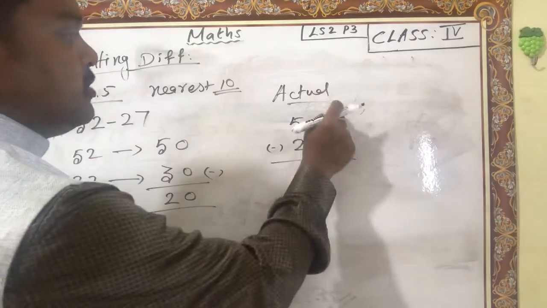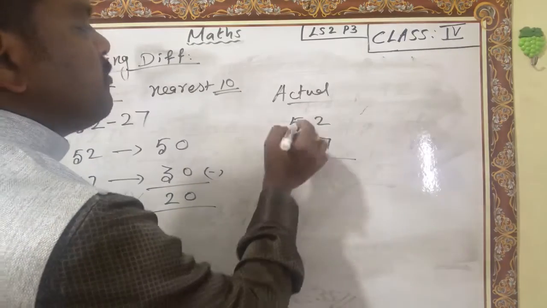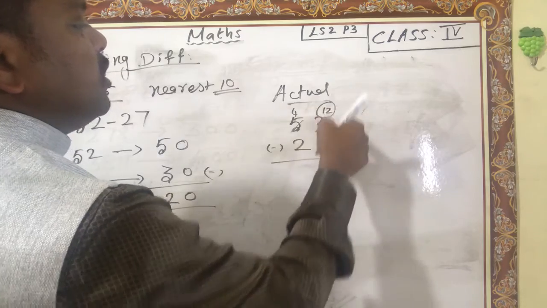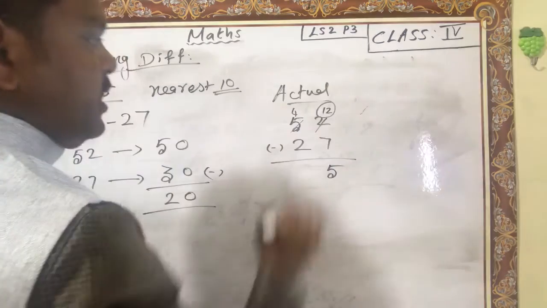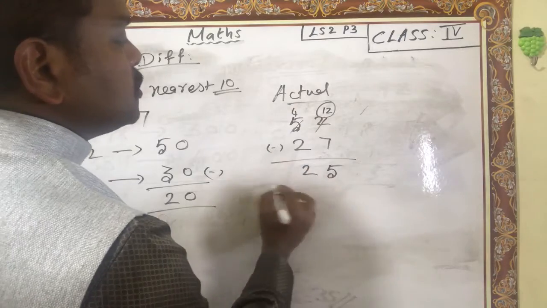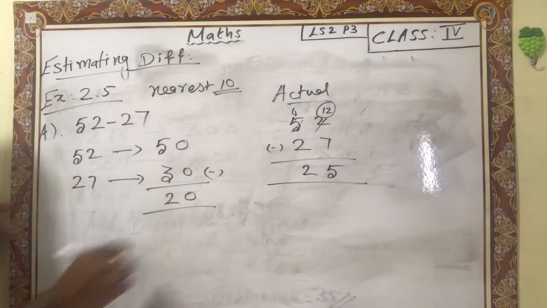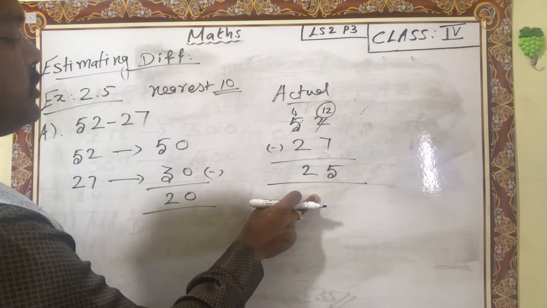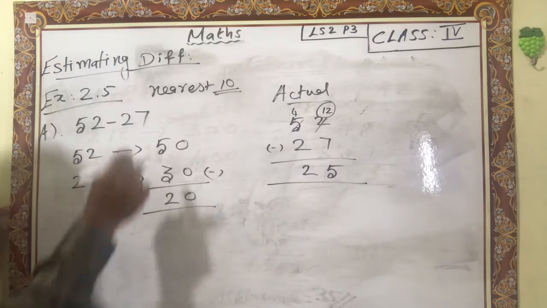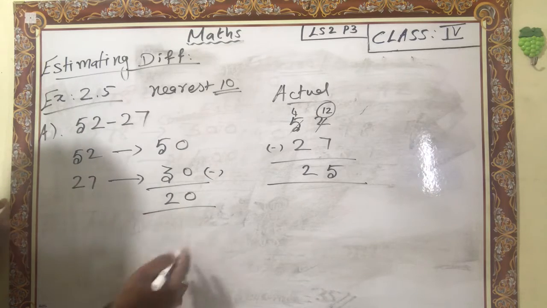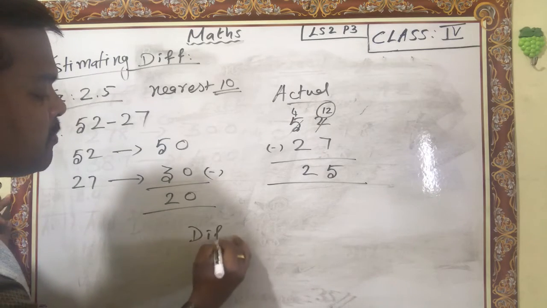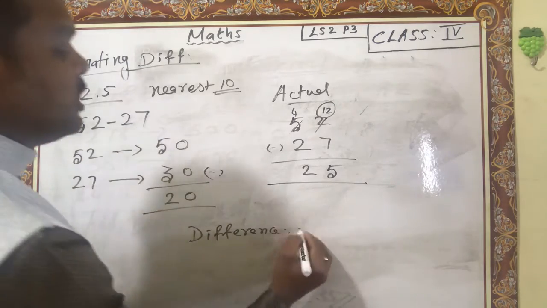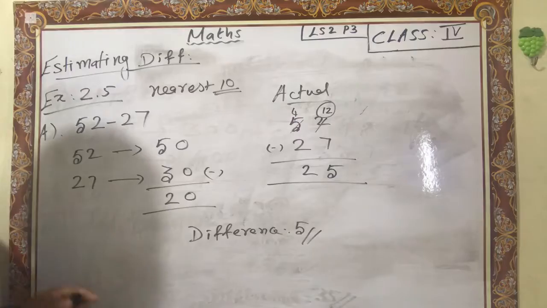52, 27. 2 minus 7 we can't, so we have to borrow from the left side. Now this is 4, this is 12. 12 minus 7 is 5. 4 minus 2 is 2. 25. The actual difference is 25. The estimated difference is 20. So the total difference is 25 minus 20. The difference is 5.